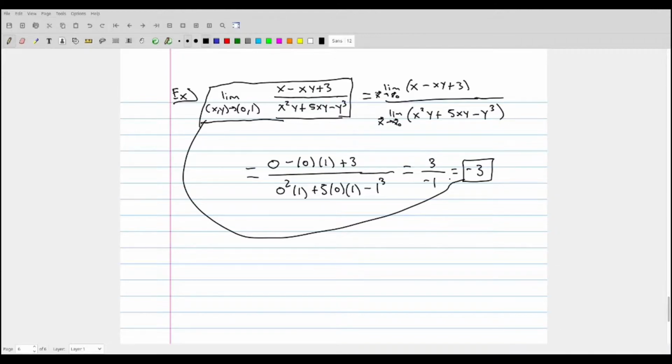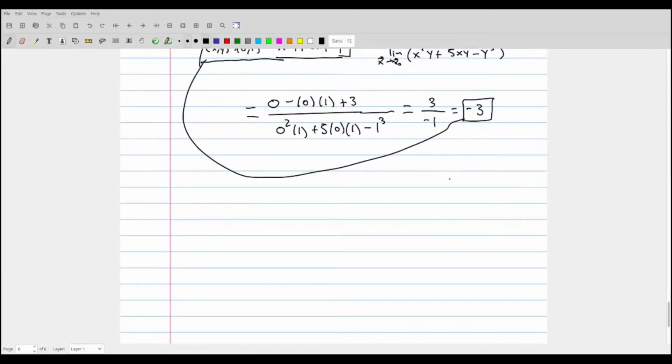This is just a straightforward, quick application of how we can show this limiting process. So we'll do another example. We'll do the limit as (x, y) goes to the point (3, -4) of the square root of x squared plus y squared.